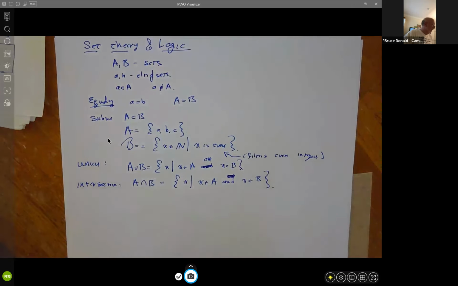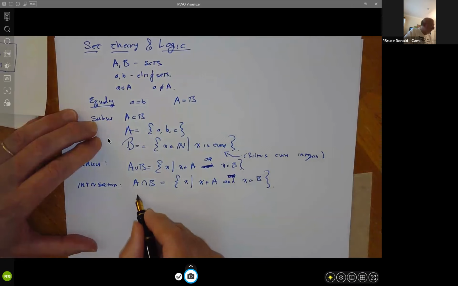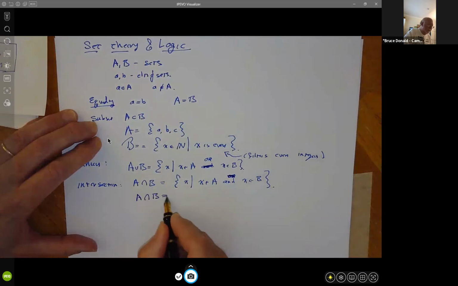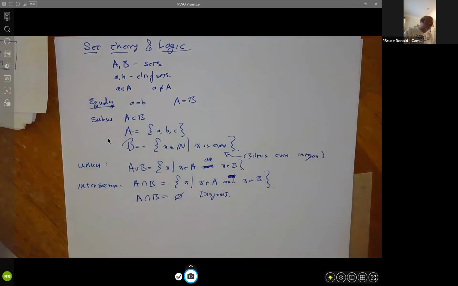Okay. Now, it's possible that these have no elements in common, and this is called disjoint. So if A intersect B is equal to the empty set, we say the sets are disjoint. Okay. So you've seen some of these things before.